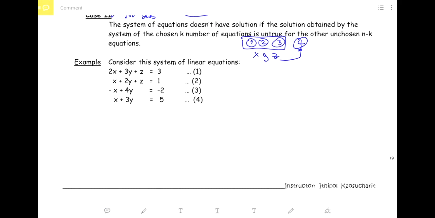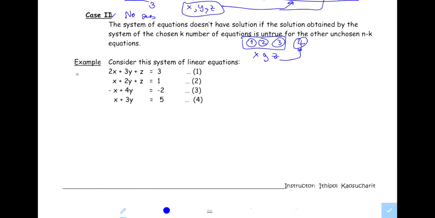Let's see what the application of what I just talked about is. We're going to look at this example. We have x, y, and z, so three unknowns, but we have four equations. Going back to case 1 and case 2, we think of case 1: you have to choose equations 1, 2, 3 to find the answer.